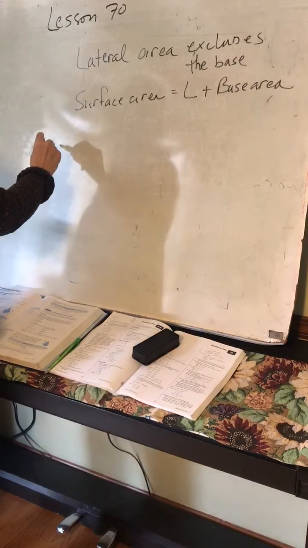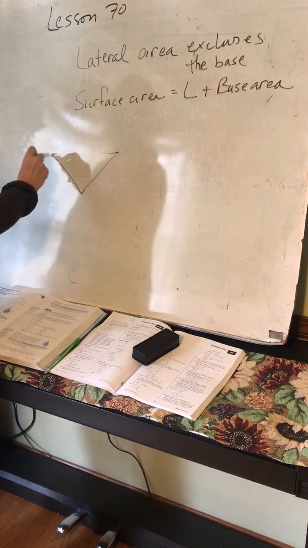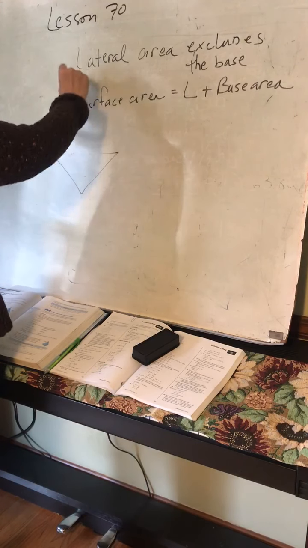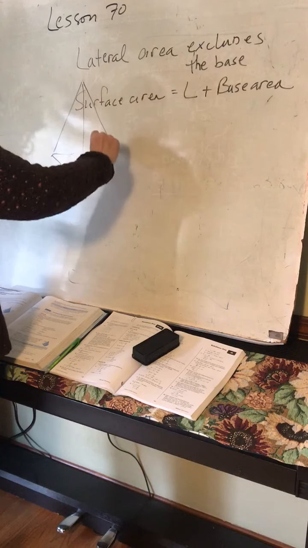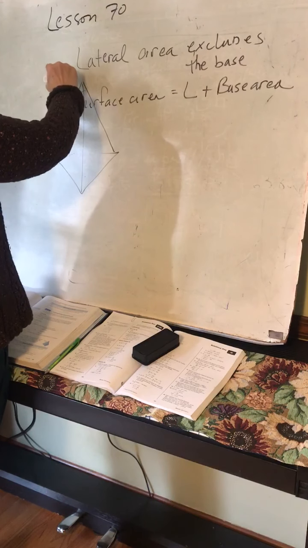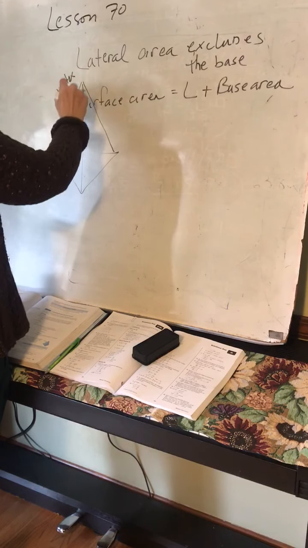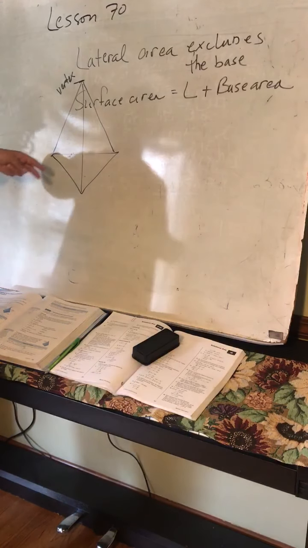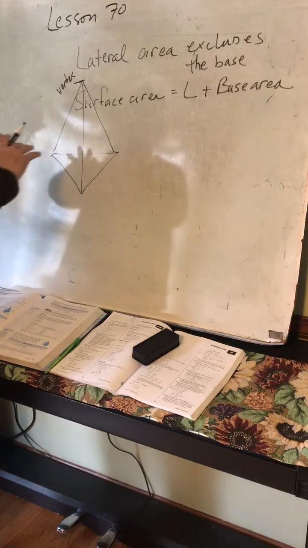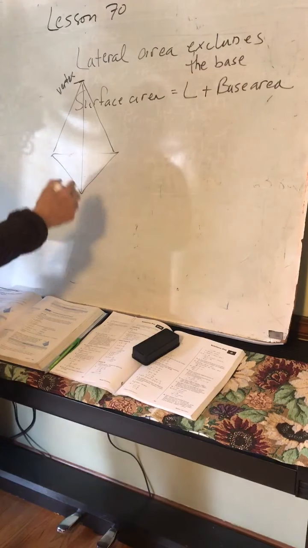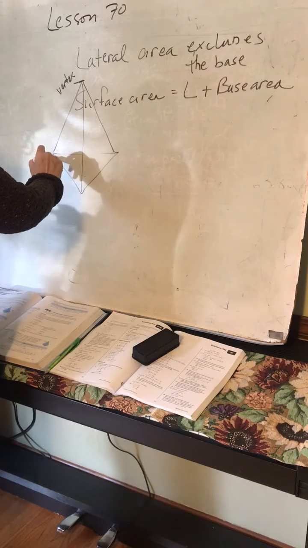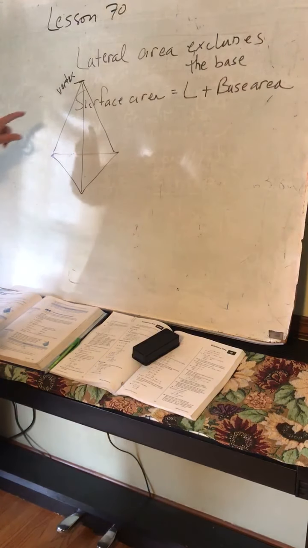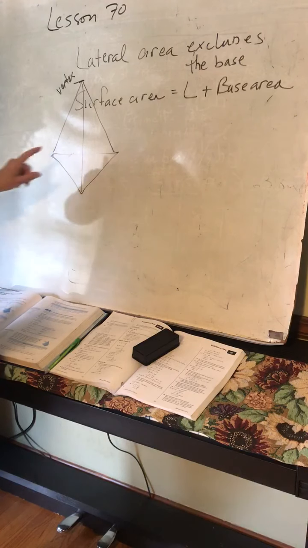So let's see, I'll draw a pyramid like this, and then it's going to have three faces to it. It meets up here at a vertex. This is called a vertex, where it meets right here. And when we do the lateral area of this, we exclude the base. We would peel this apart and flatten it out. So we're actually doing the area of each of these triangles. There's three of them. That's the lateral area, excluding the base.